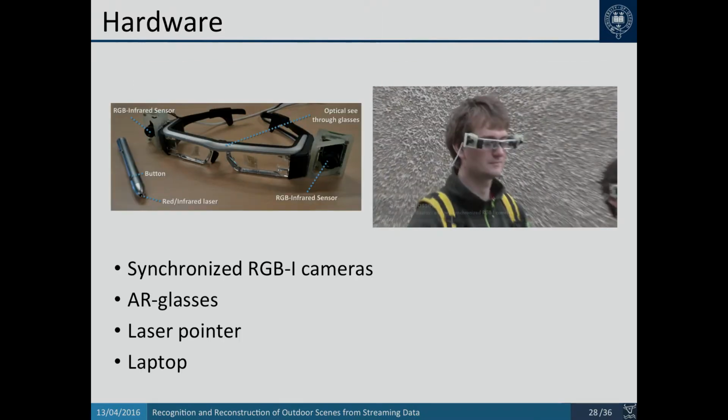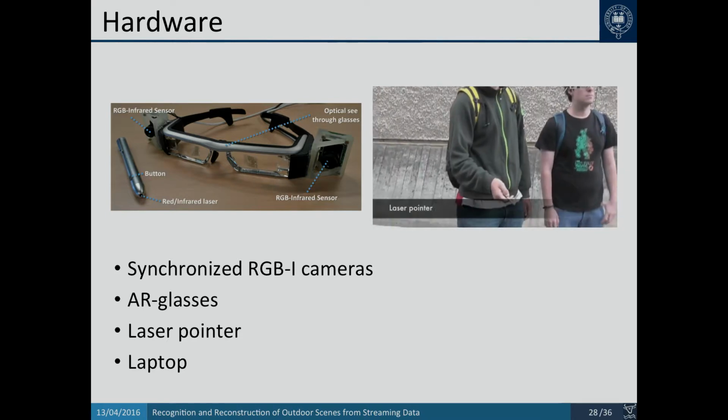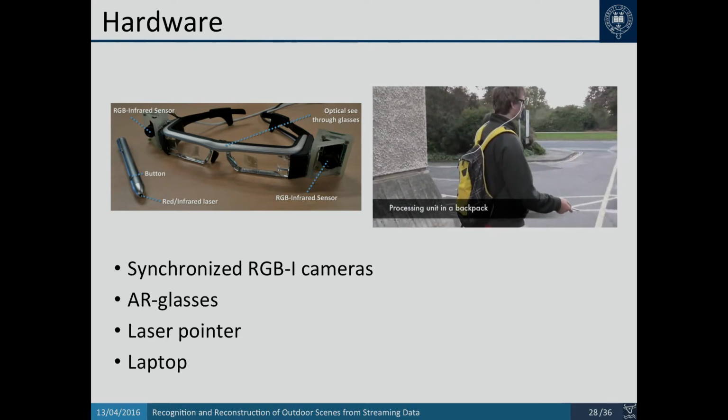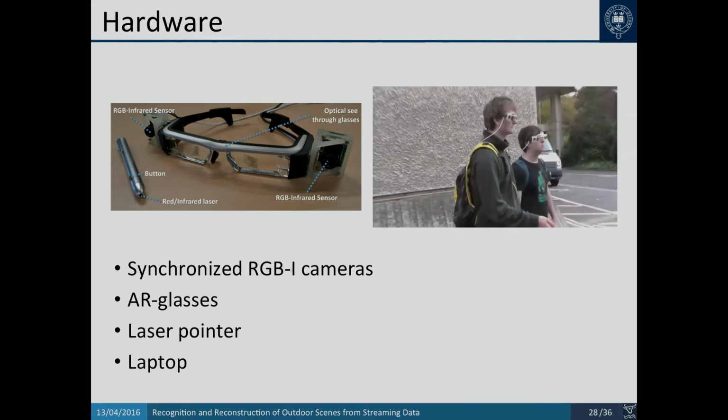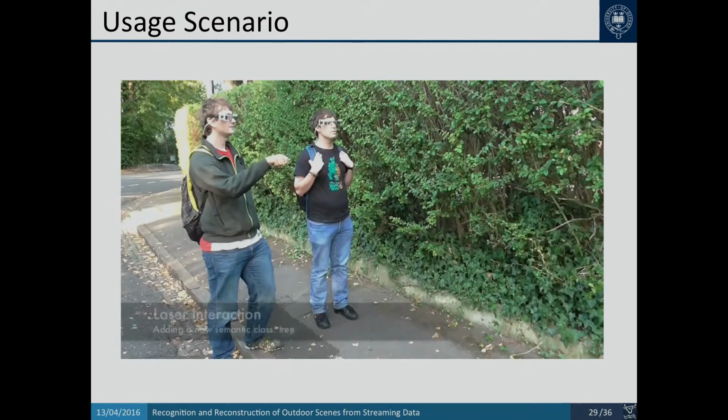In this system, we use a pair of calibrated color and infrared cameras and a standard laser pointer. These cameras are attached to see-through glasses for augmented reality, and we have laptops in our backpacks. In our scenario, we assume that we have a visually impaired user and his guide. In the first stage, the guide helps the user to label the scene, label the environment, and train the classifiers. In the second stage, the user is navigated by our glasses and can walk on his own. So this is how it looks.